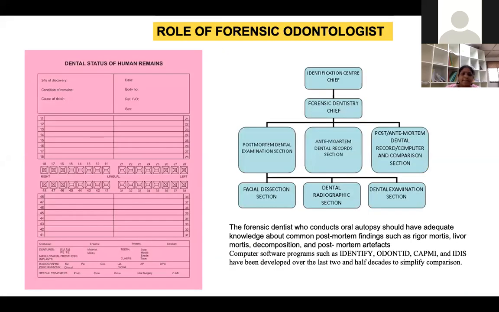Especially these teeth marks and lip prints are very important in many of these sexual harassment cases. So what does a forensic odontologist do once a crime scene is reported? Or what are the steps which they follow?